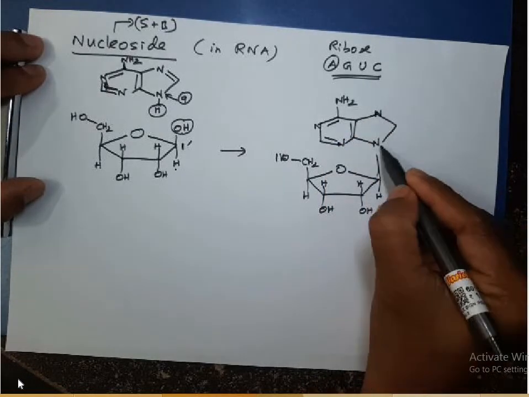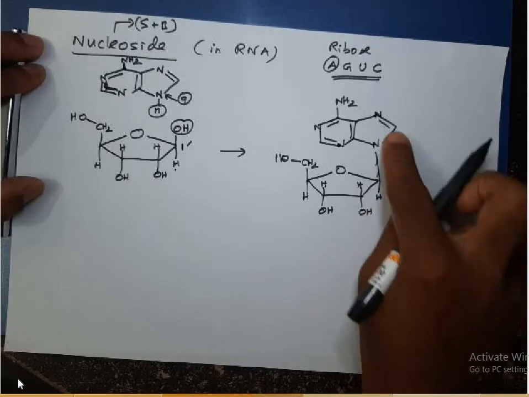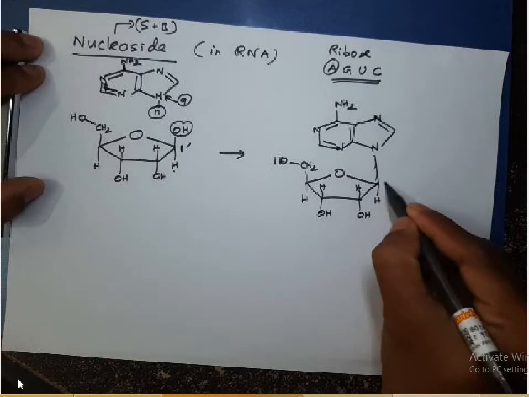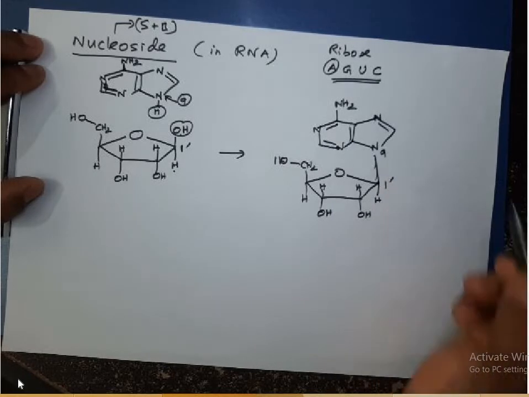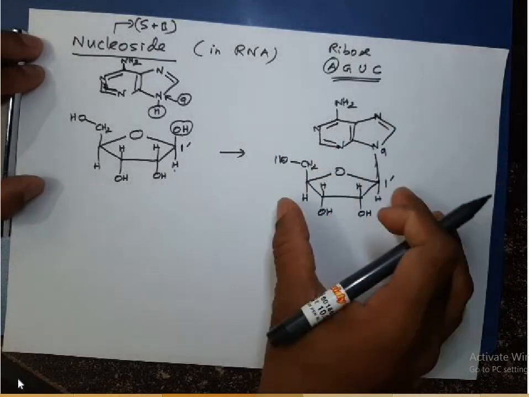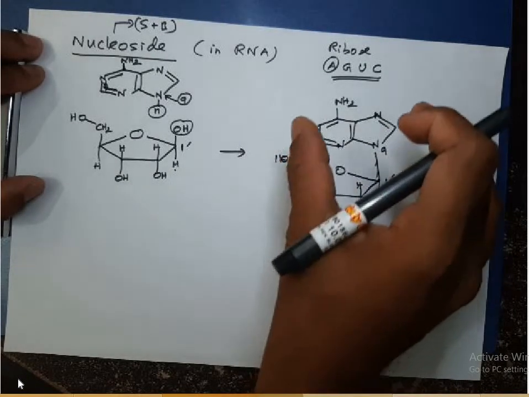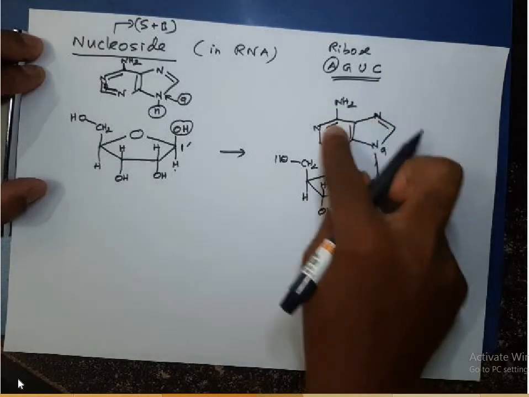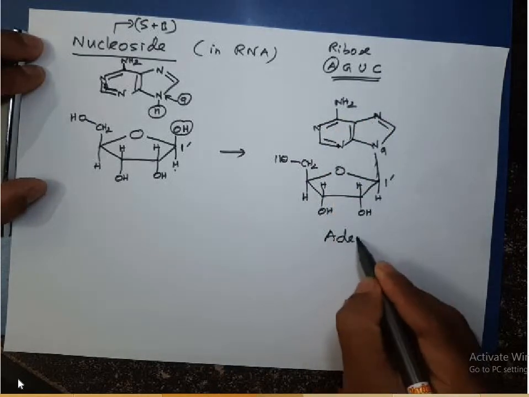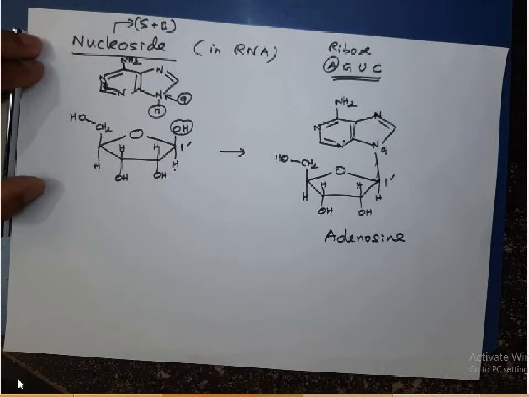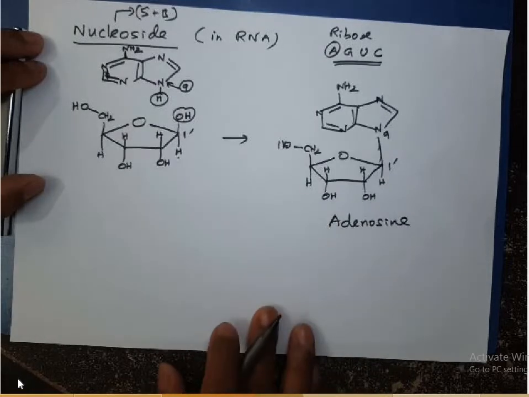This is adenine structure. Now adenine is joined to the sugar unit. This is 1' carbon, and this is 9th position of nitrogen. You will get what is called a nucleoside, and this nucleoside is called adenosine. We have adenine, so it is called adenosine. This nucleoside is called adenosine.